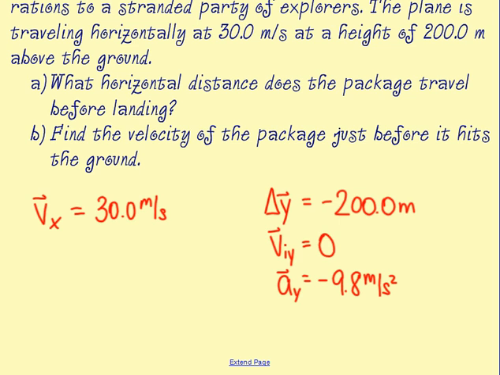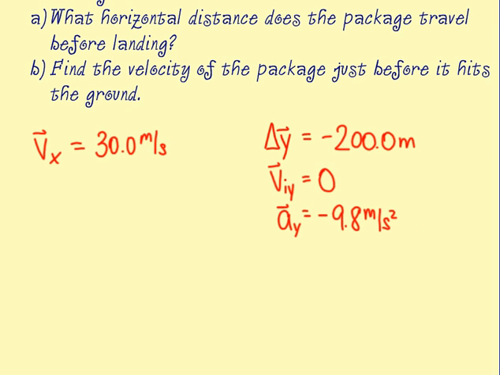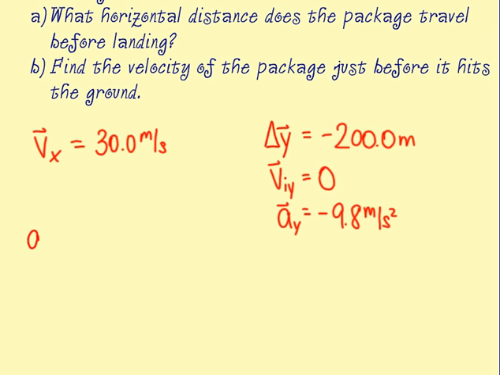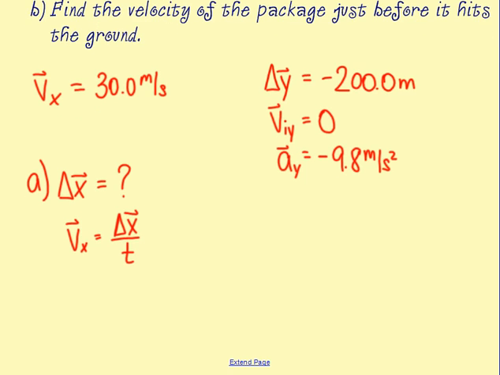Part A, what horizontal distance does the package travel? Okay, so in part A, I'm looking for delta x. Once again, we only have one equation in the x direction. That equation is that Vx equals delta x divided by time, but I don't know anything about time. So just as in the previous problem, I need to calculate time. Pause the video and go ahead and do that right now.